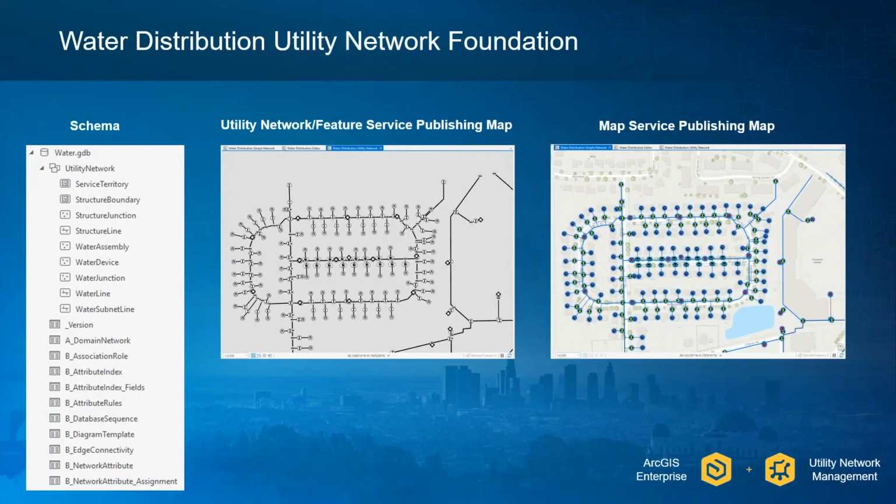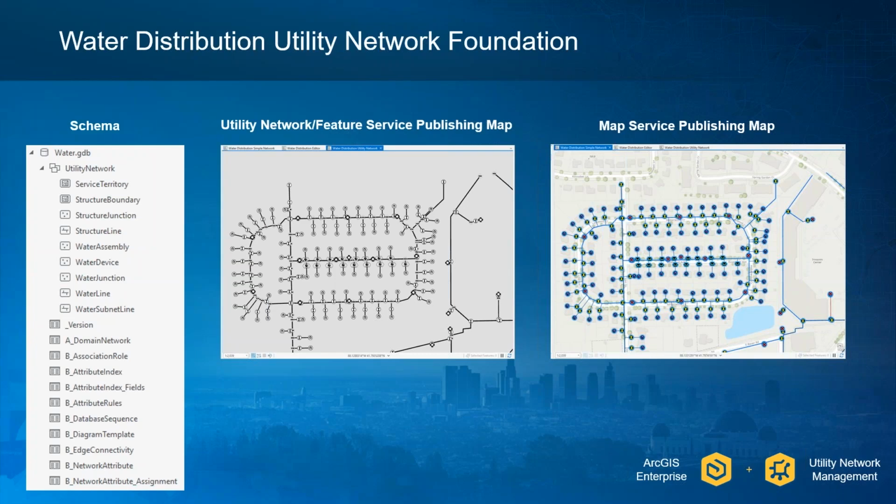One of the solutions I want to highlight is called the Water Distribution Utility Network Foundation. And this is really the starting place for you when you're starting to look at the utility network. It comes with a couple of key things. The first thing it comes with is the schema. We also call that the asset package. And that's what defines the utility network as either a water, wastewater, or a stormwater network.